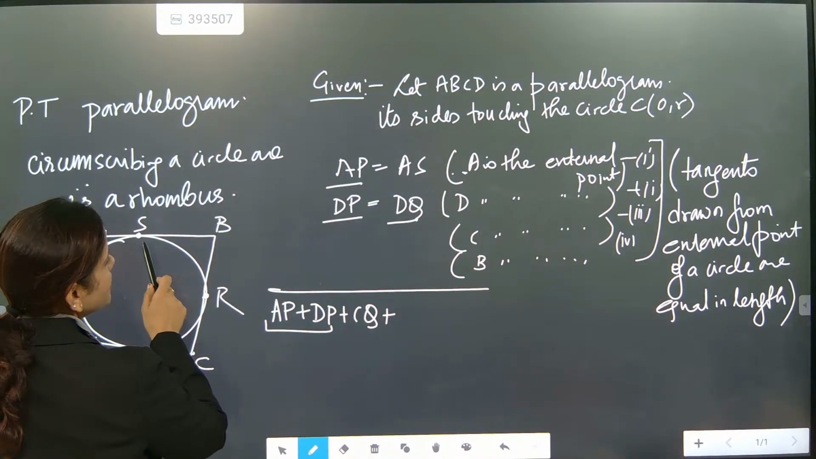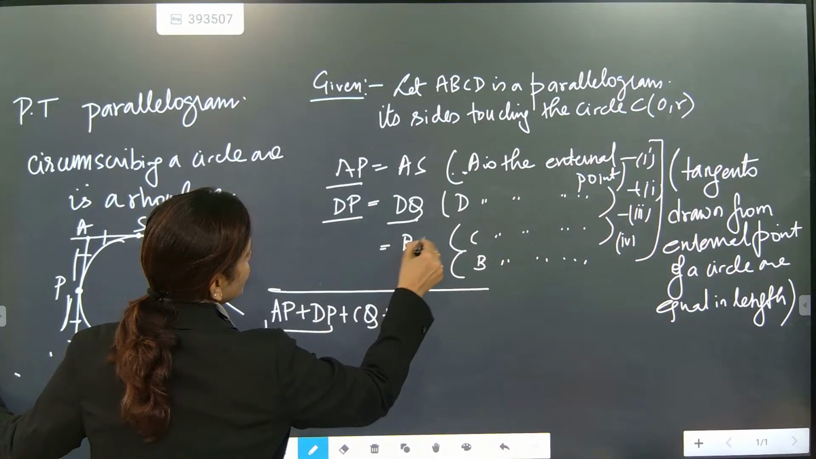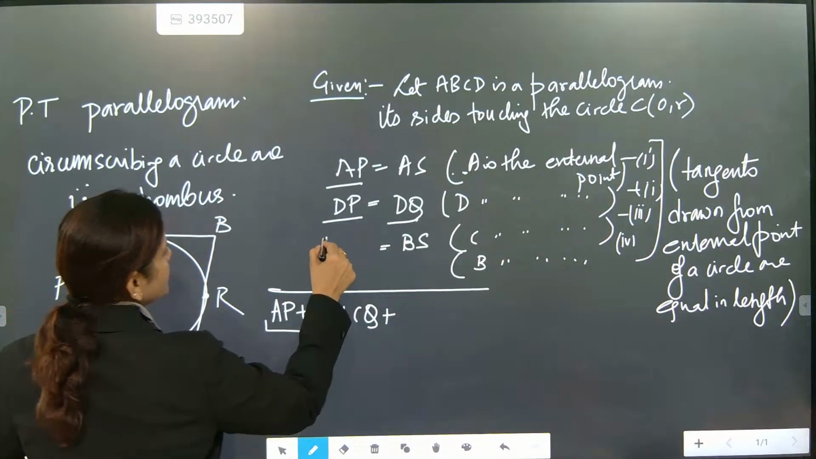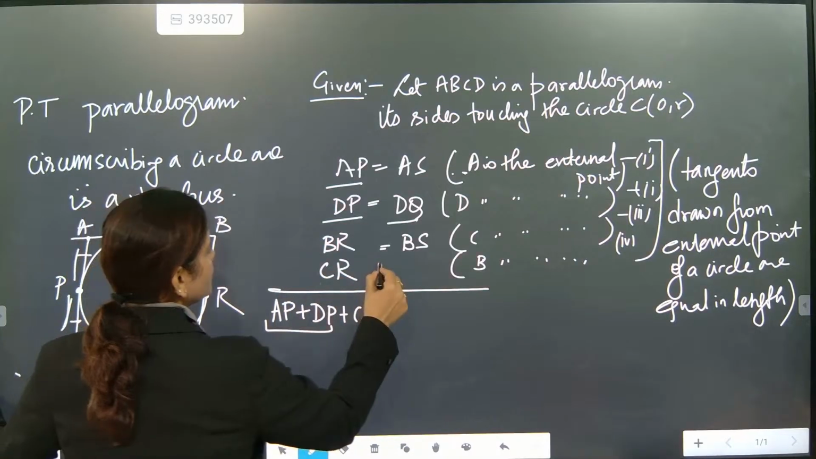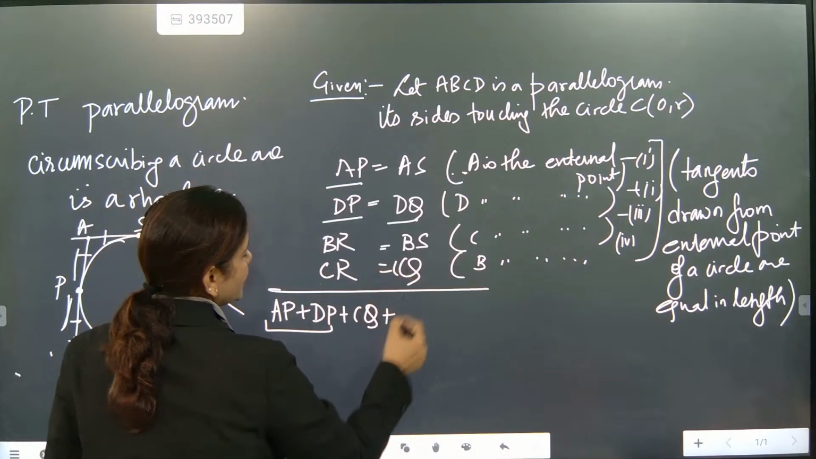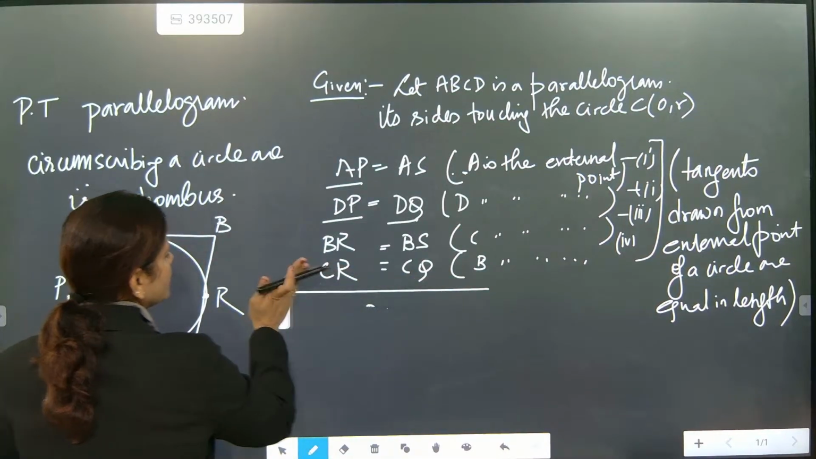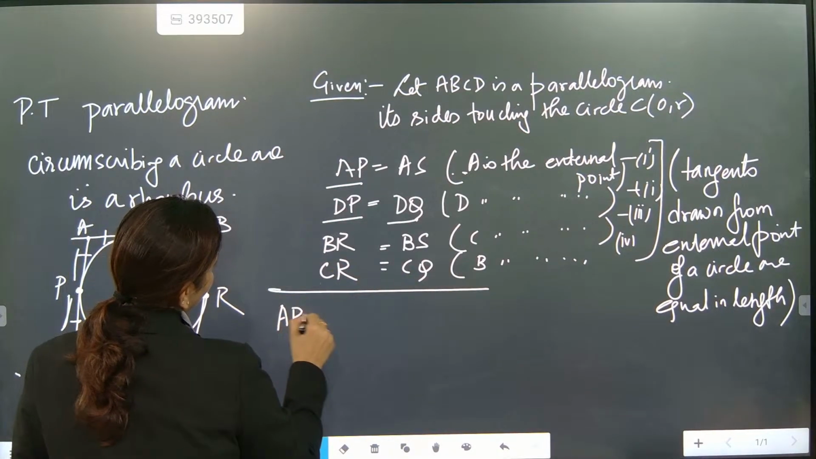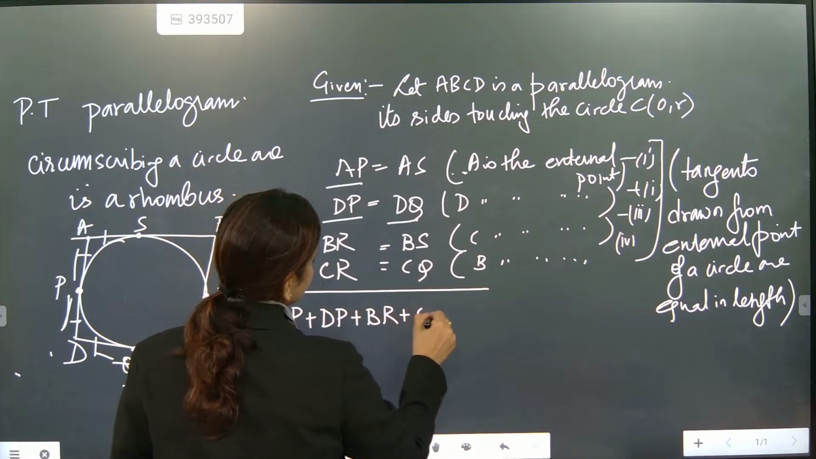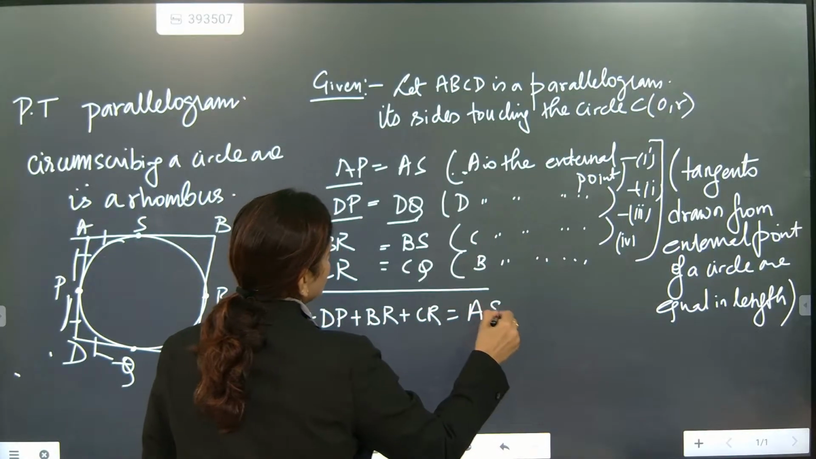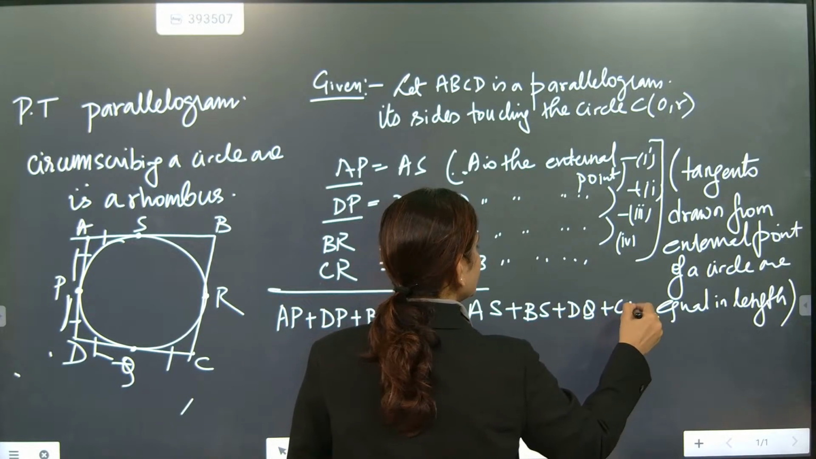Now AS is there. So with AS, BS should be there. So here we are going to write BS. If BS is that side, then BR will be this side. So CR will be this side. So CQ will be this side. That's it. So now we are going to add this one up. AP plus DP plus BR plus CR is equal to AS plus DS plus DQ plus CQ.